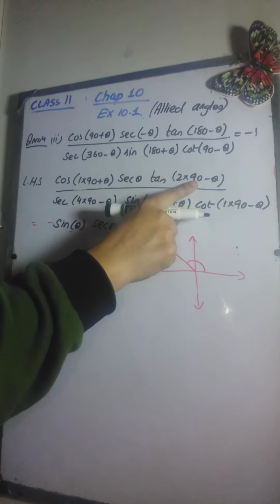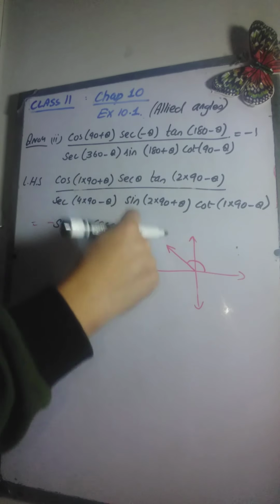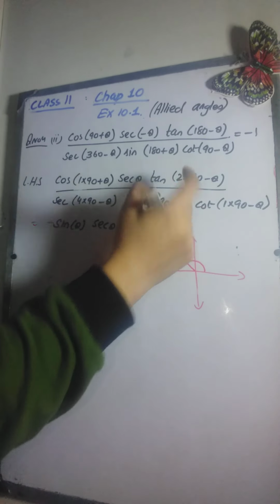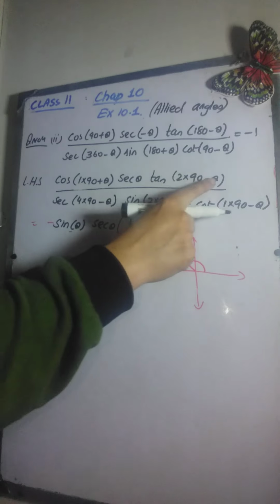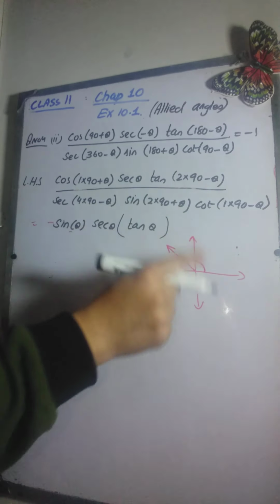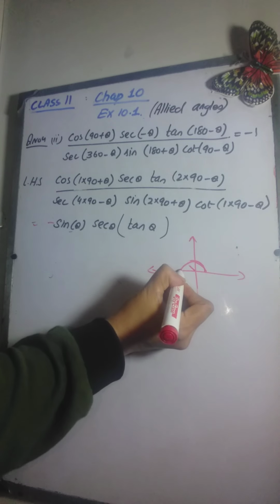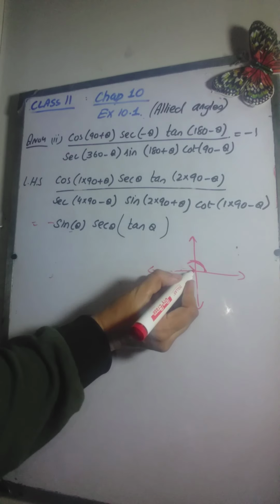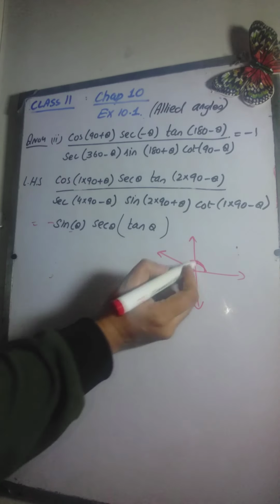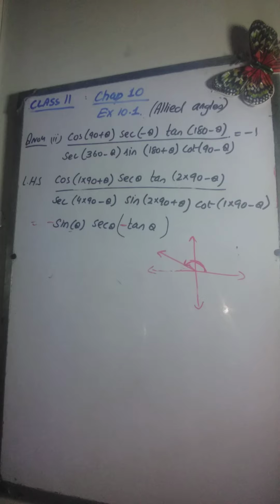Tangent of, here we have 2 times 90 minus theta. As we have an even multiple of 90, tangent will remain tan, so this will be equal to tangent of the angle given. Now in order to determine its sign, we have to consider the quadrant in which this angle lies. Twice 90 minus theta means that this angle lies in the second quadrant, because 2 times 90 is over here, and minus theta means something is subtracted from this angle, so it will be in the second quadrant. As it is in the second quadrant, its tangent will be negative, so you are going to put a negative sign over here.